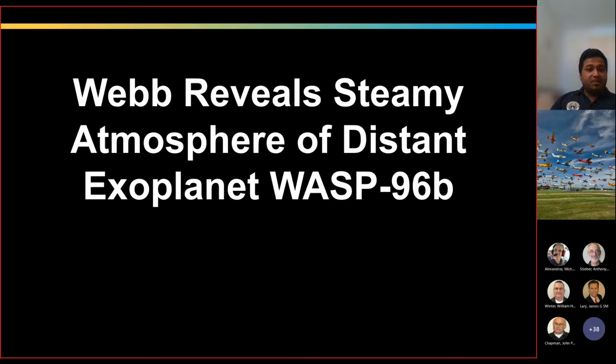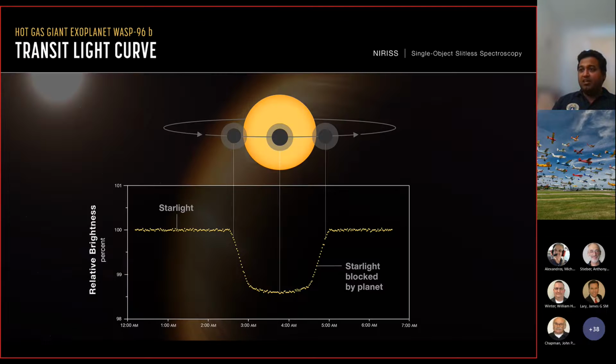And this is another part of Webb that is really exciting as well. This is an exoplanet called WASP-96b. Basically, we capture an exoplanet when it passes a star. We keep observing the star, and when this planet transits in front of the star, there is a dip in intensity of light.